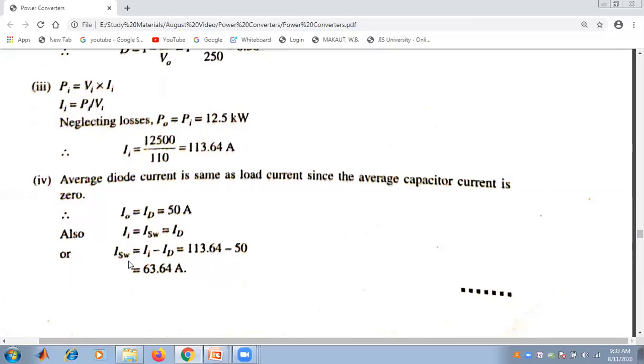So II is ISW plus ID. So ISW, the current through the switch, is II minus ID, that is 113.64 minus 50, that is 63.64 ampere.